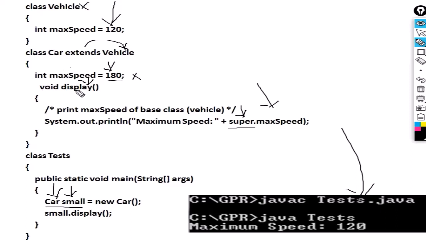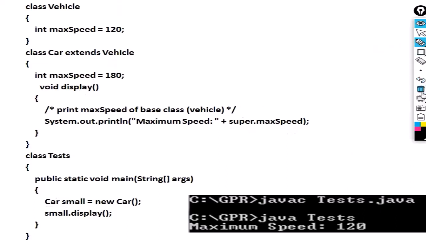Whenever you want to access the base class variable names and methods, when both are the same, at that time we need to use a particular keyword called super. So we need to use the keyword super. By using the keyword super, you can access super class variables and super class methods. That is the main advantage of using super.